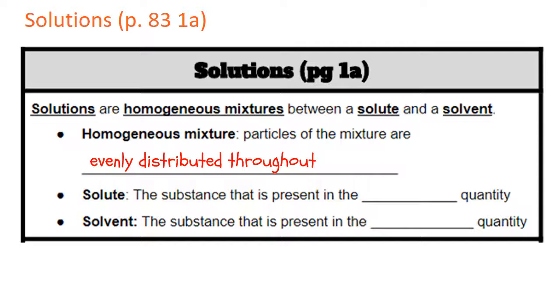So if you picture something like ocean water where the salt is thoroughly mixed in throughout the water, that's an example of a homogeneous mixture. Now, any kind of solution is made up of two components, the solute and the solvent. The solute is the substance that's present in the smaller quantity, and that's usually some sort of solid that's dissolving in a liquid. The solvent is the substance that is present in the larger quantity, and that's usually the substance that's in liquid form. Oftentimes it's water, but we can use other materials as solvents.